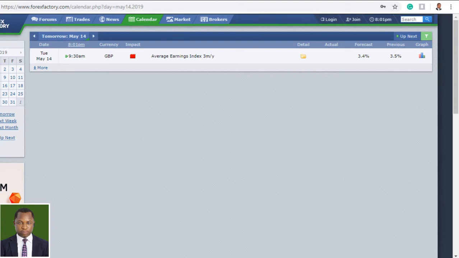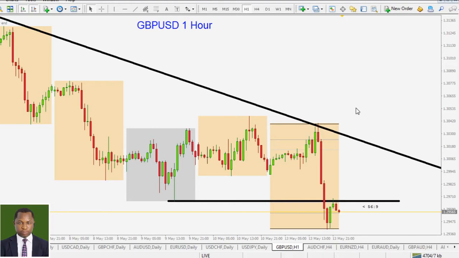Okay, all right. The forex economic calendar here for tomorrow. We only have one high impact news announcement coming from the sterling pound, the average earnings index, that will be released tomorrow within the London session. Nothing else, so that means we should have a stable trading market. All right, now let's look into the charts to see what we have waiting for us.